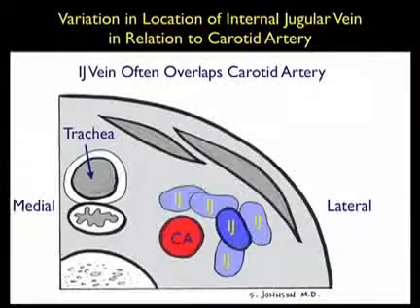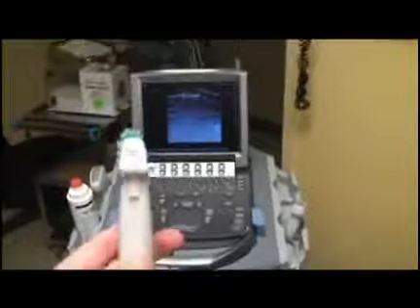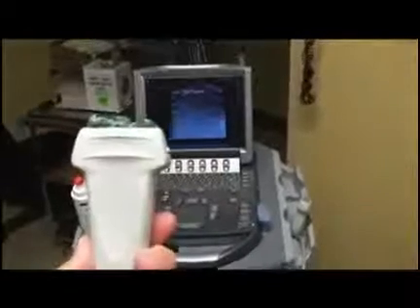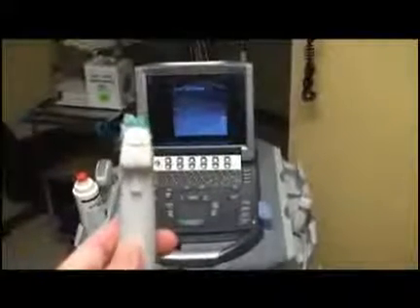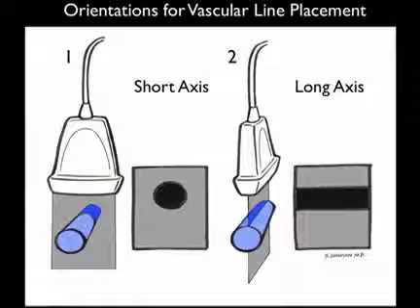Notice the variation in location of the internal jugular vein to the carotid artery, and many times the internal jugular vein is located on top of the carotid artery, making it difficult to cannulate. Thus, it's important to look with ultrasound before cannulation attempts to avoid puncture to the carotid artery. Here's the high-frequency linear type array probe that we'll be using to best map out the internal jugular vein before puncture attempts. Notice the probe marker there to the side of the probe.